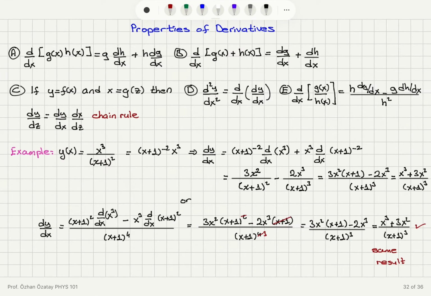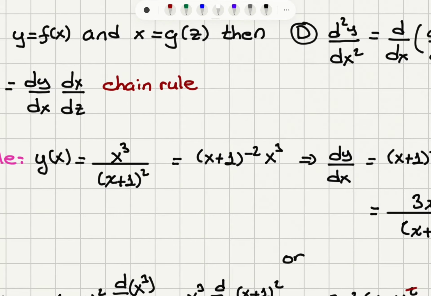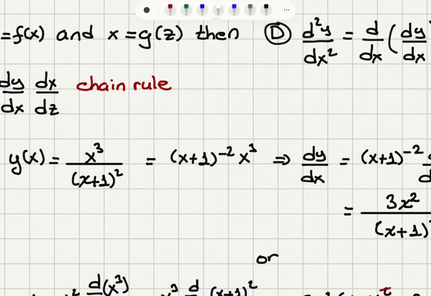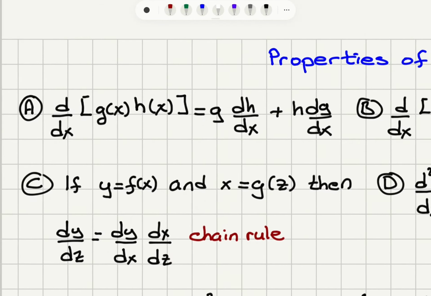Okay, so let's look at a quick example. y of x is x cubed over (x plus 1) squared. There are two ways I can look at this. It is x cubed times (x plus 1) to the power minus 2. So I can say that this is the product of two functions, f of x and g of x. Therefore, I can use the first rule.